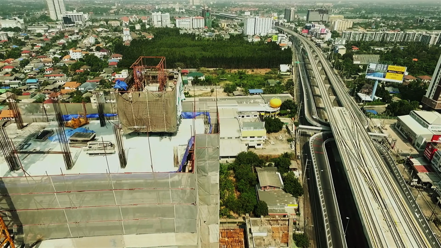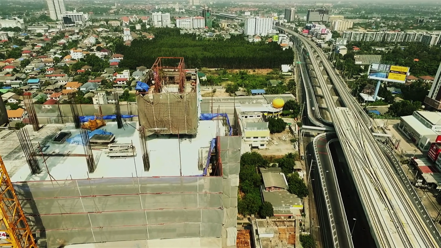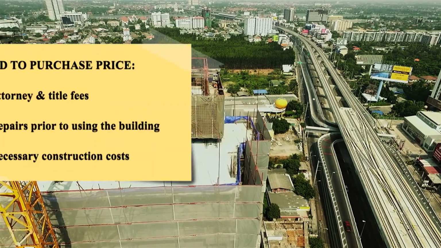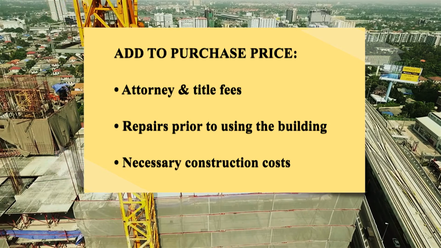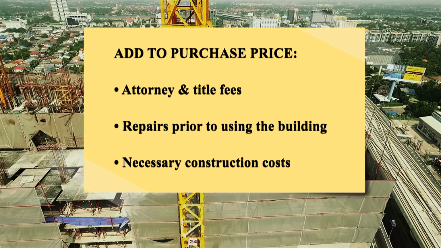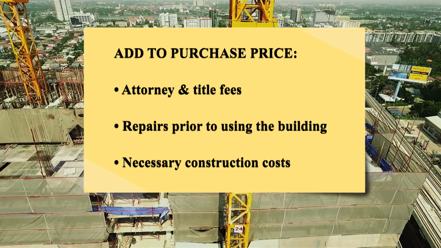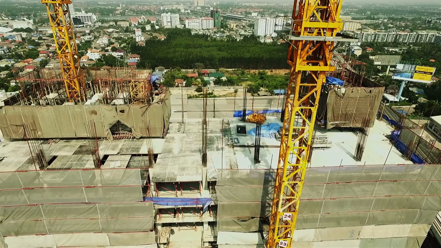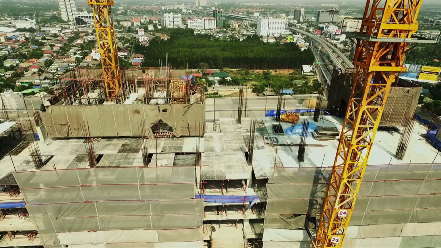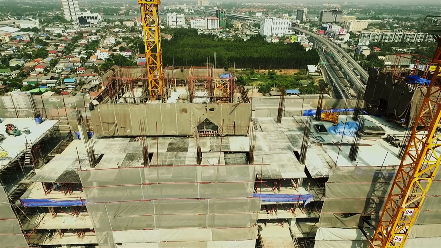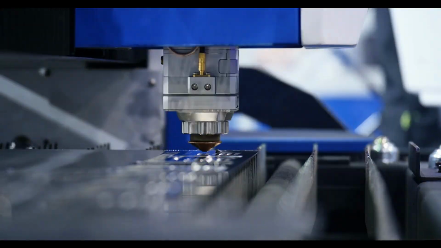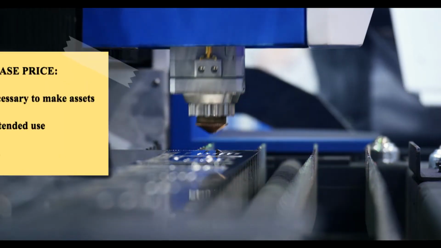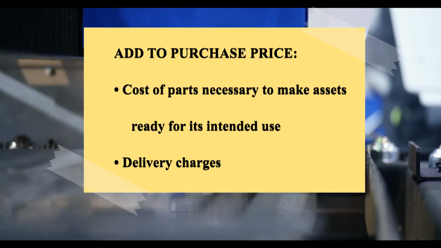Whether we purchase or construct a building, the cost should include the purchase price plus any attorney fees, title fees, and repairs made prior to using the building. If the building is built, the cost will include all the necessary construction costs as well as the costs just mentioned. Machinery and equipment are recorded at their purchase price less any available cash discounts.